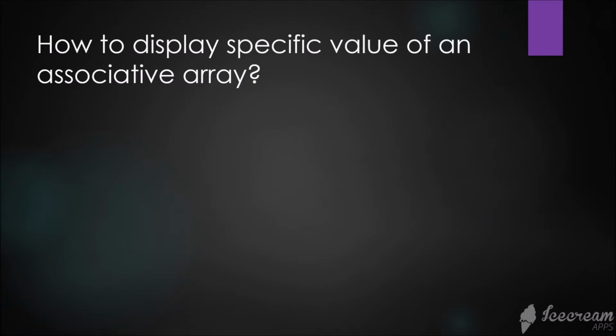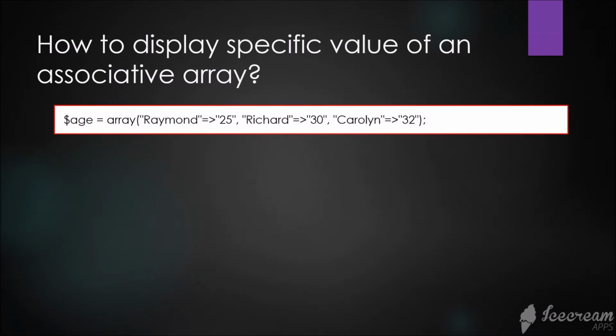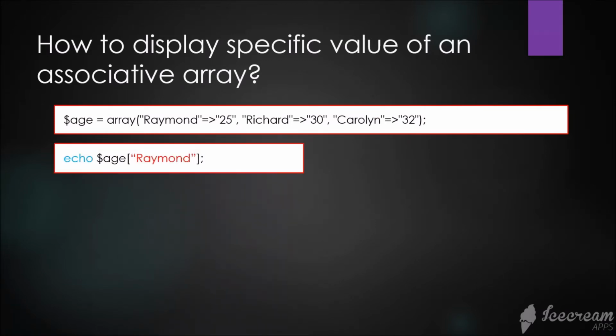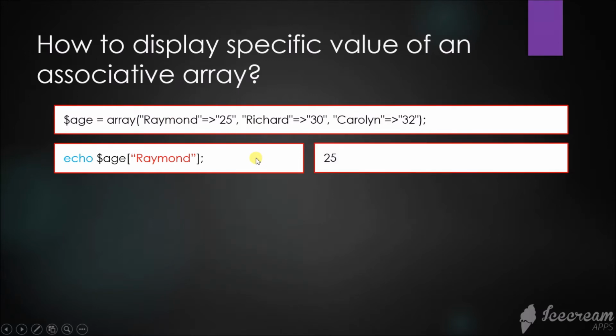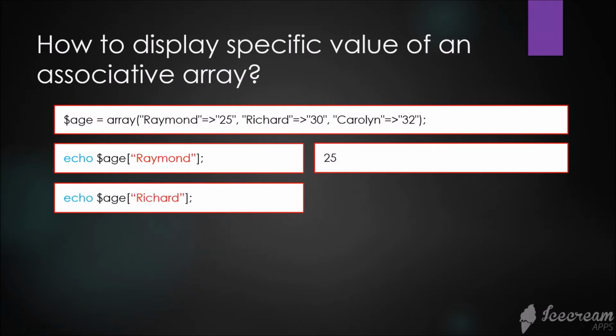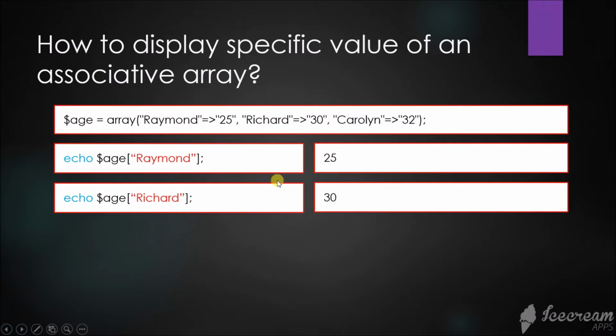Okay, so how to display a specific value of an associative array? So we have this array. Of course, just like the numeric array, we need to access its index. Okay? Like this. So in this part, we try to access the Raymond index, and basically the output will be 25. And if we intend to access the Richard index, then the value will be 30. Okay? So that's how we manage displaying a specific value when it comes to an associative array.